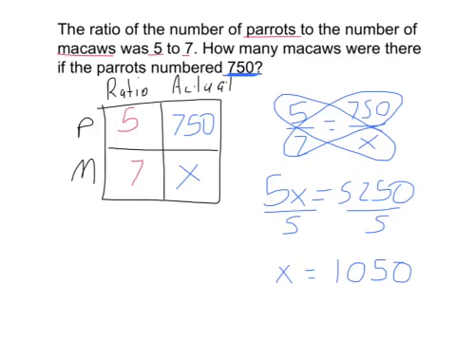Okay, that's one way to do it. The other way to determine your number of macaws would be to simply look, what do you multiply 5 by to make it 750? I have to do the arithmetic here. 750 divided by 5 is 150. So we have to take 5 times 150 to get 750. So we can multiply by our well-chosen 1 of 150 over 150 to get what the macaws would be. 7 times 150 is going to be 1050 also. So your answer is 1050.